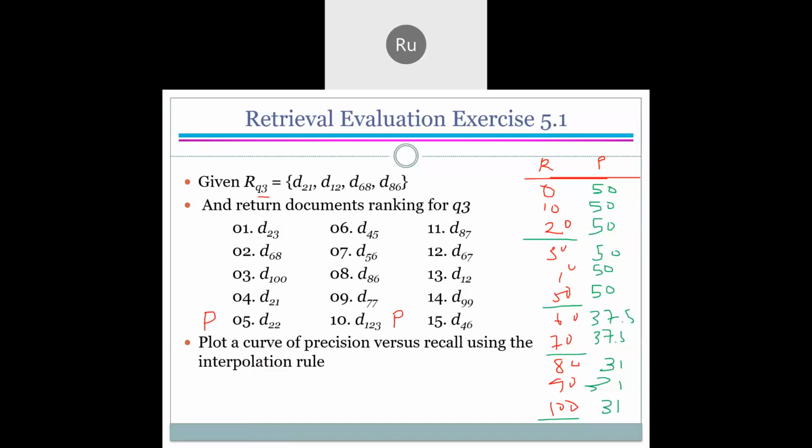Okay, the precision here will be, but before that, we need to mark which are the relevant documents here. 68, 96. Okay, so what is the precision here? It will be 2 over 5, right? And what is the precision here? It will be 3 over 10.